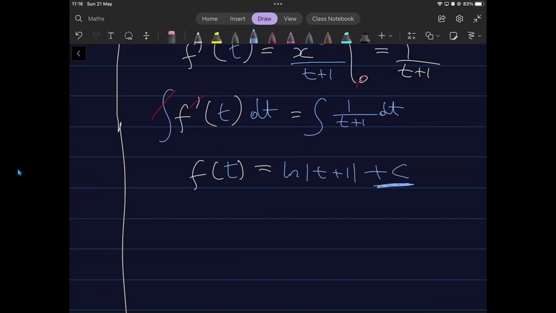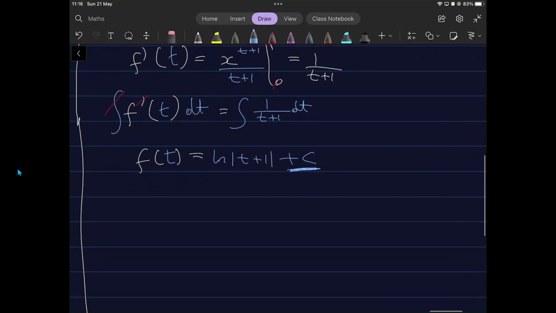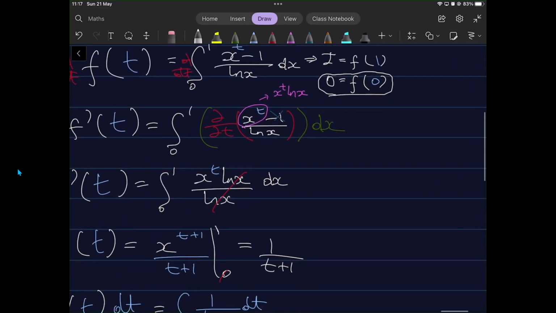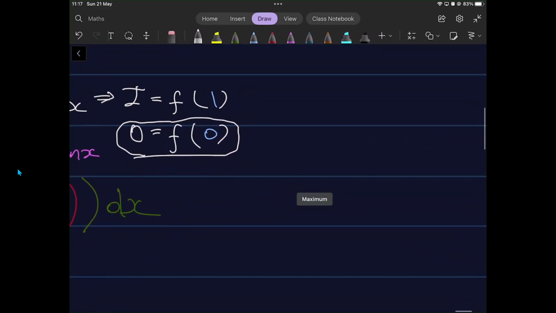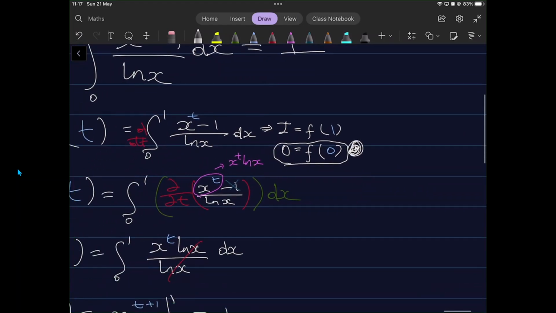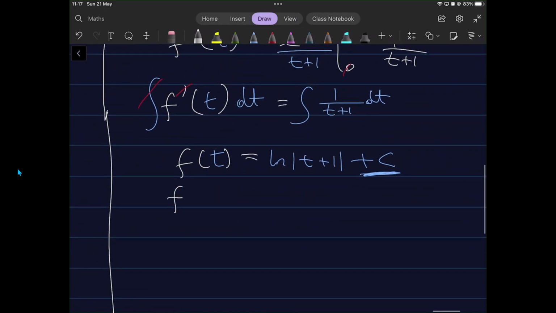Now, the next step is to work out what this c is equal to, because if we can't work that out, we can't work out our answer. Our answer will just be in terms of c, and that's quite awkward. So remember, if we scroll up a little bit, here, we said that f of 0 is equal to 0, right over here, right? So if I were to sub in t equals 0 into this, I'll just get f of 0 is equal to ln of 0 plus 1, which is ln of 1, plus c, which is equal to 0, right?